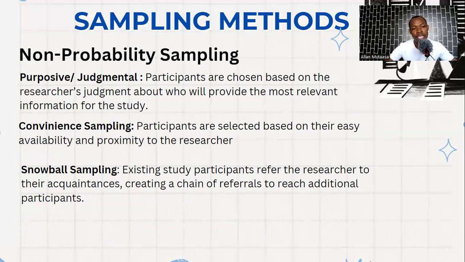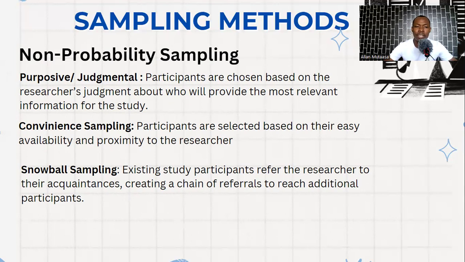So non-probability sampling means that you're not going to base on chance to get the respondents. We have so many examples of that. The first one is what we call purposive sampling. In purposive sampling, participants are chosen based on the researcher's judgment about who will provide the most relevant information.